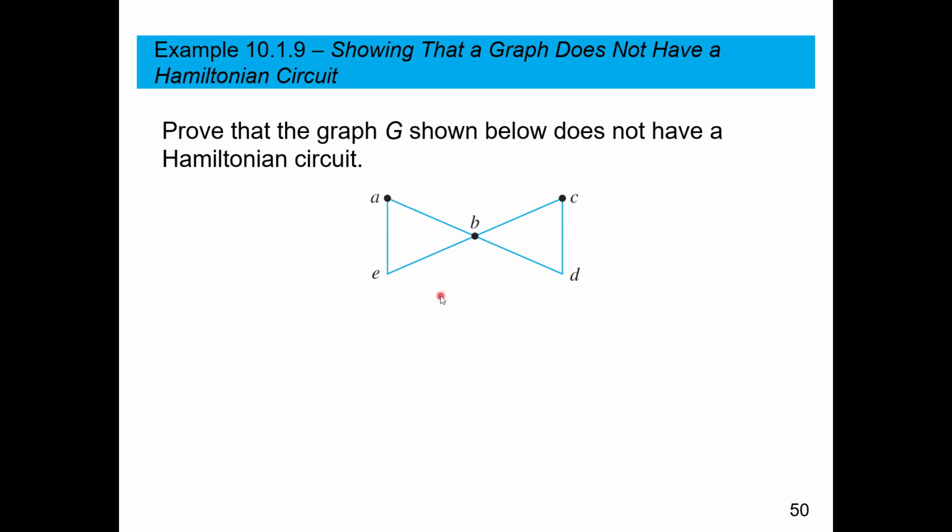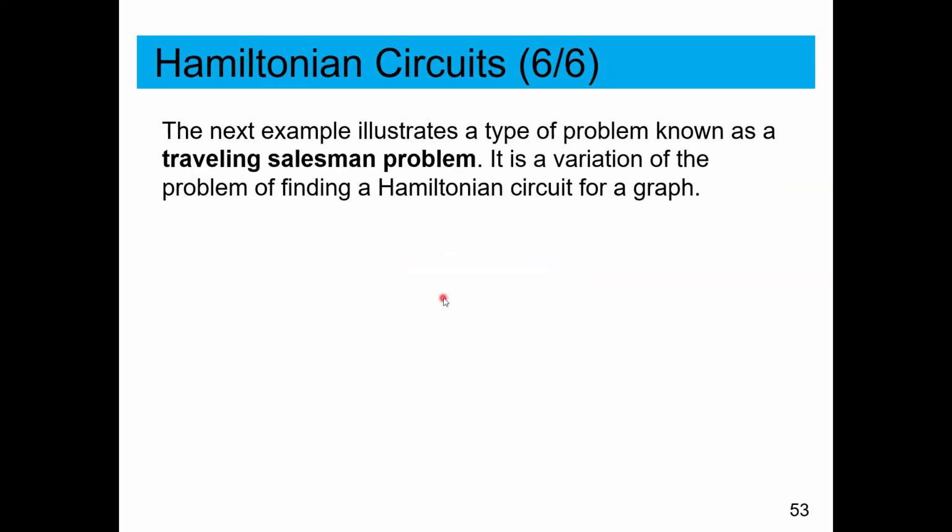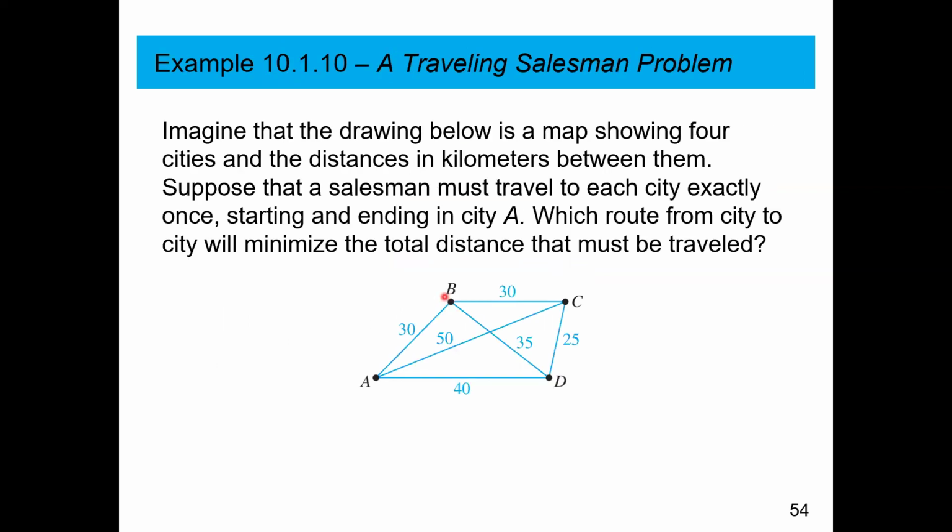So Hamiltonian, again, is about trying to draw a cycle. And it's the very concept that's the basis of the traveling salesman problem. For those who don't know, the traveling salesman problem is: imagine that you have a map with 4 cities and the distance in kilometers between them. It doesn't have to be kilometers, it could be miles. It's just a distance. It's really a cost. But the salesman wants to travel to each city exactly once, starting at A and ending at A. Which route will minimize the total distance traveled?